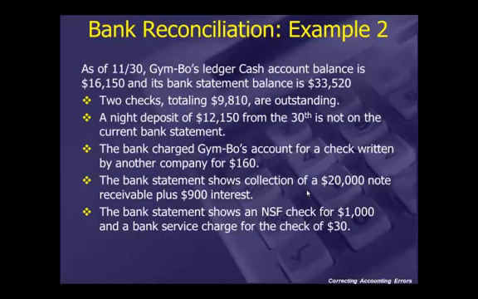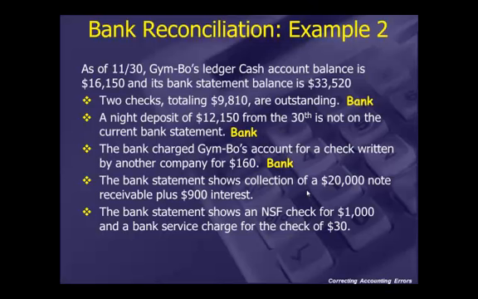Let's look at an example for Jimbo. As of 11/30, Jimbo's ledger cash account balance is $16,150, and its bank statement balance is $33,520. Two checks totaling $9,810 are outstanding. That is something we need to take a look at, and it goes on the bank side for reconciliation because the bank is unaware of this. Then we have a night deposit of $12,150 from the 30th that is not on the current bank statement, so that too goes on the bank side.